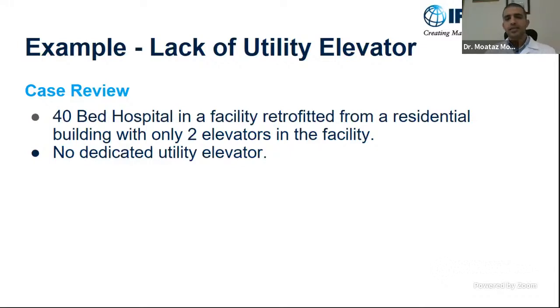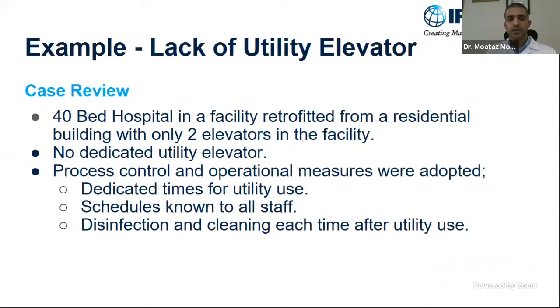The hospital has implemented some process controls in order to overcome this, where they set up and scheduled dedicated times for utility use in one of the elevators. This schedule was known to all staff working in the hospital, and after each single use of the utility inside this dedicated elevator, disinfection and deep cleaning were done after each use.